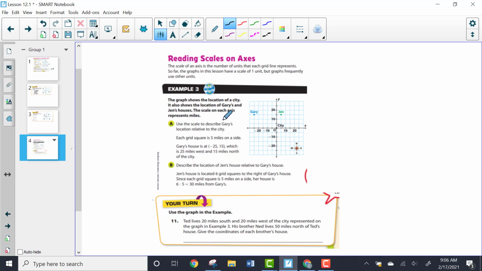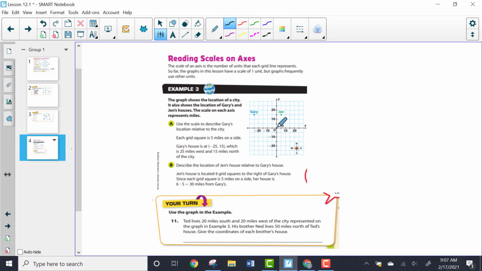So it says use the scale to describe Gary's location relative to the city. So it says each grid square is 5 miles on a side. So each of these squares represents 5 miles. All right, now we know that the city is at the origin, which is 0. Okay, so it says Gary's house is at -25, 15, which is 25 miles west. You can see how this works, 25 miles west, which would be to the left, and then 15 miles north. So that's how you kind of represent a real world problem here.